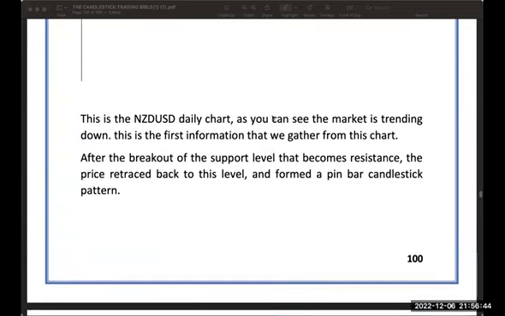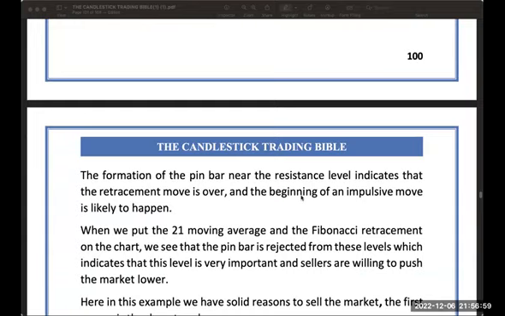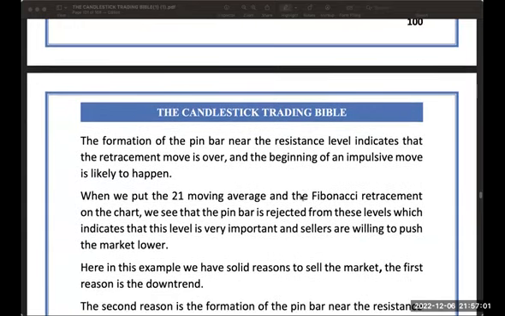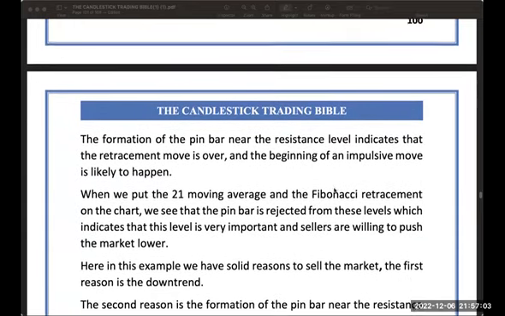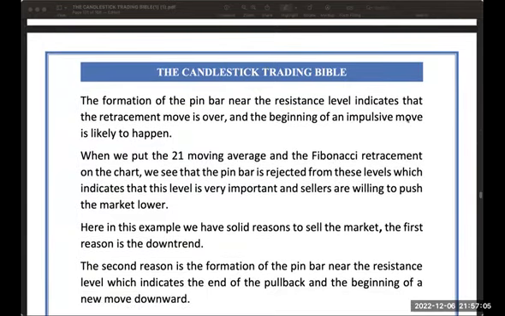Okay, so this is NZD USD daily chart. As you can see, the market is trending down. This is the first information we gather from this chart. After the breakout of the support level, that becomes resistance. The price retraces back to this level and formed a pin bar candlestick pattern. The formation of the pin bar near the resistance level indicates that the retracement move is over and the beginning of an impulsive move is likely to happen.